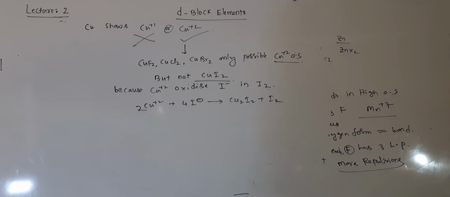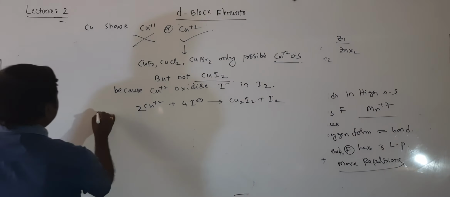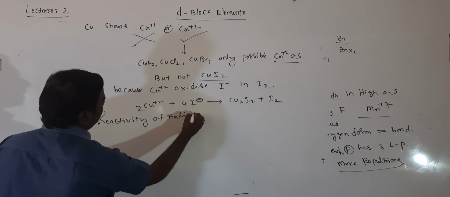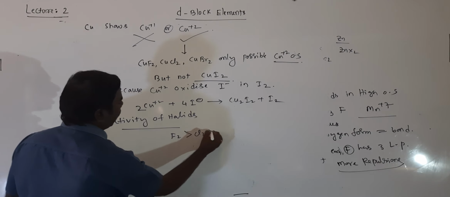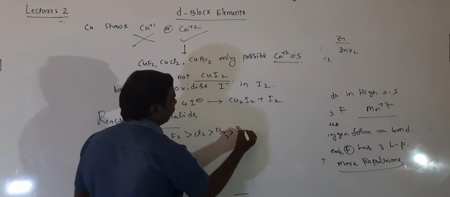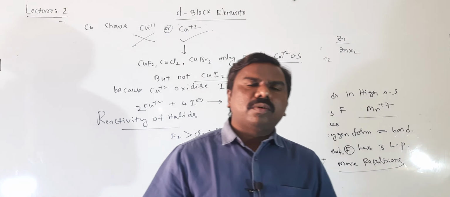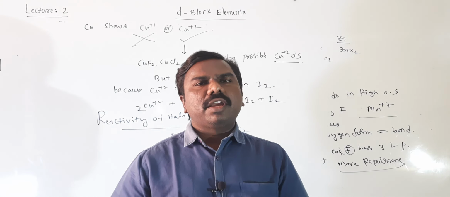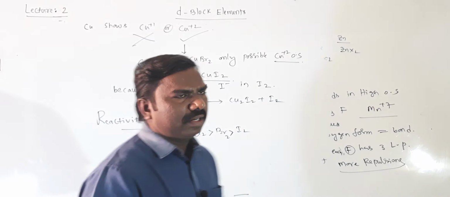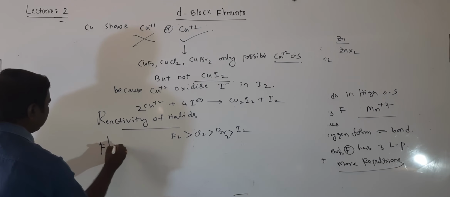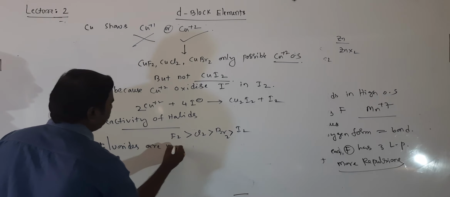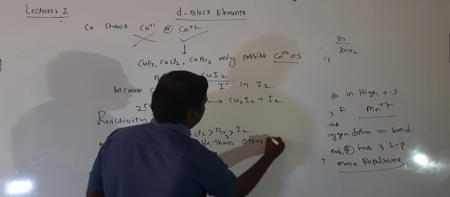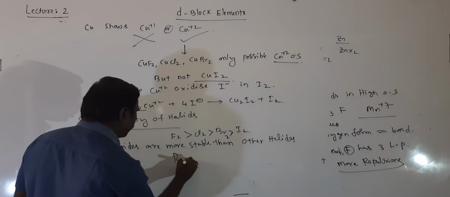Right, students? Now from the halides reactivity point of view. Reactivity of halides: you know already, fluorine greater than chlorine greater than bromine greater than iodine. Fluorides are more stable than chlorides, bromides, iodides, because fluorine is smaller. Then the central d block elements can accommodate more number of fluorines. Yes, fluorides are more stable than other halides because of small size.